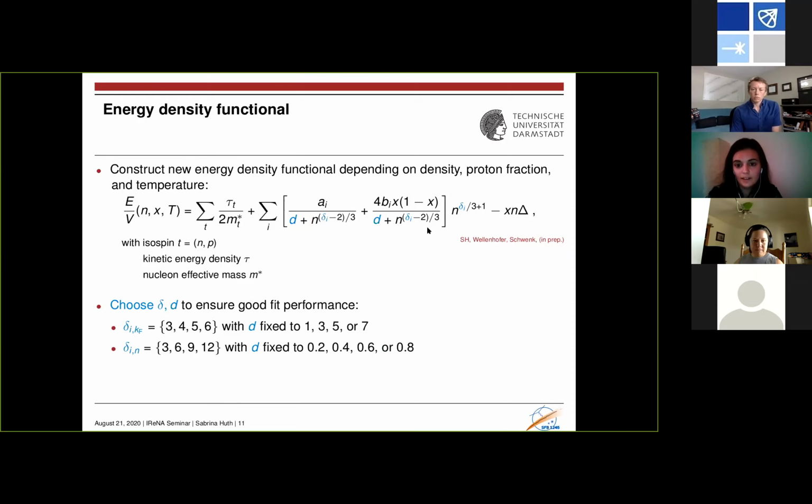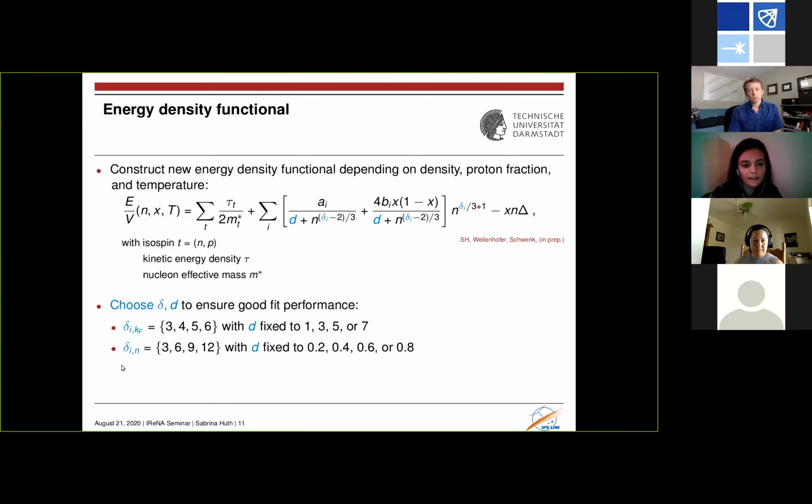In particular, you see here that we don't have just this density dependence in the numerator, but we also have this here in the denominator. And we choose this functional form because this ensures a very good fit performance. So our fit is very stable, even if we vary the input parameters by a lot. And now, of course, we also have some new parameters here. So this D parameter and, for example, this delta I, so the density exponents, we choose in a way to actually generate this stable fit performance.